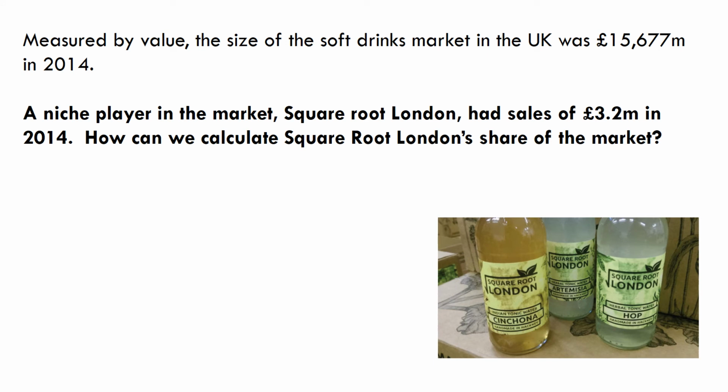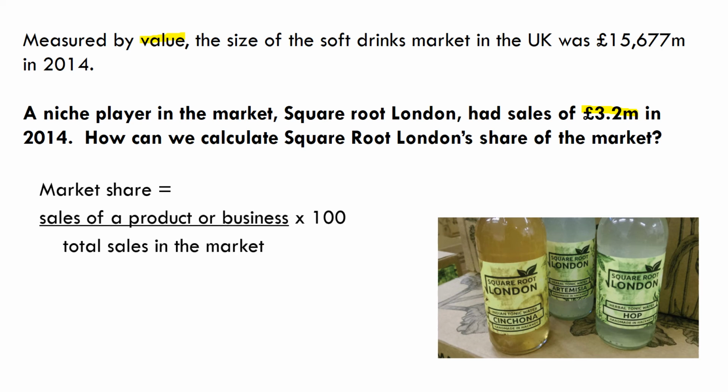So let's now move on to our second calculation. And this is where we calculate the market share that a particular business has. So as we said previously, when we measure a market size, we often look at value. So here we're saying the value of the soft drinks market in the UK was £15,677 million in 2014. A niche player in the market, Square Root London, had sales of 3.2 million in 2014. So here we're trying to calculate the market share for this business. We're trying to say, right, what share do Square Root London have of all soft drink sales in the UK?